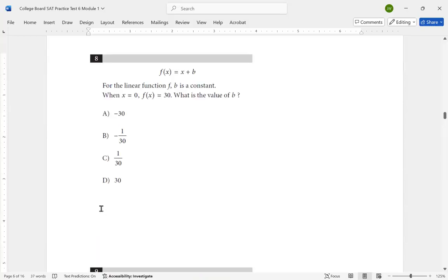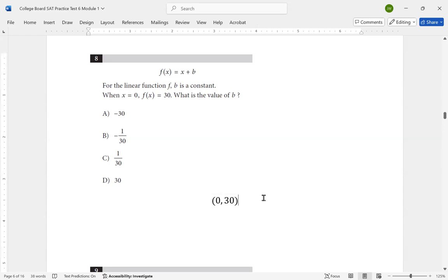Question 8. For the linear function f, b is constant. When x is 0, f of x is equal to 30. What is the value of b? Now, this is one where if you know, you know. B is the y-intercept. b is the y value of the y-intercept. The y-intercept is the point where you plug in x of 0 and you get out a specific y value. So we're at the point 0, 30, which is the y-intercept. That means b has to be 30. And so the answer to number 8 is D.